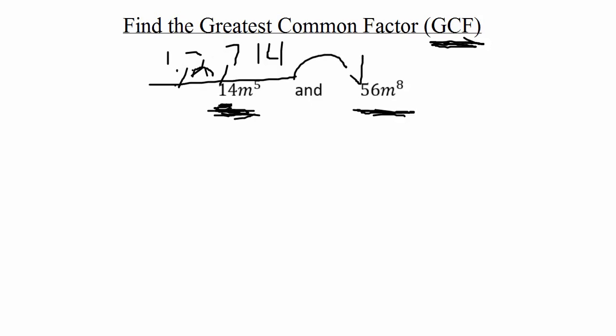Now, I would start with the biggest. We do want the greatest common factor, so I would start with the biggest number and move your way on down. But it just so happens that 14 actually does go into 56, so we can use 14 for our greatest common factor for our numbers. 14 goes into 14, 14 goes into 56.